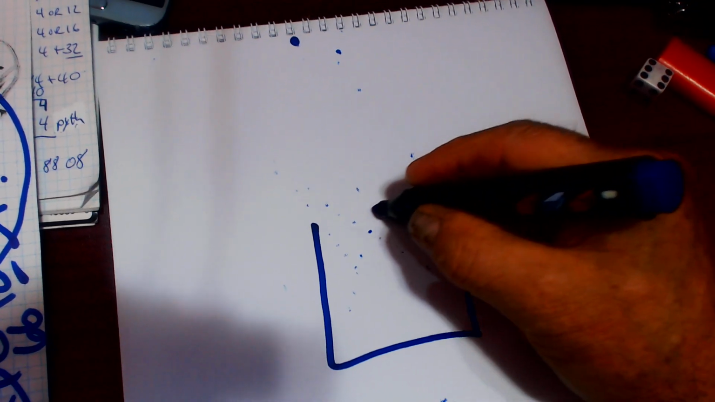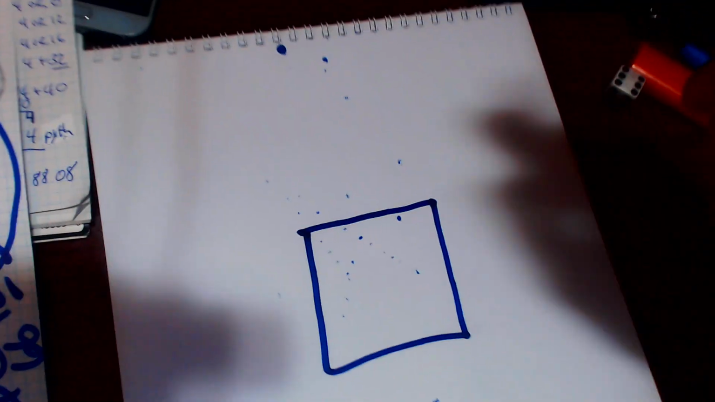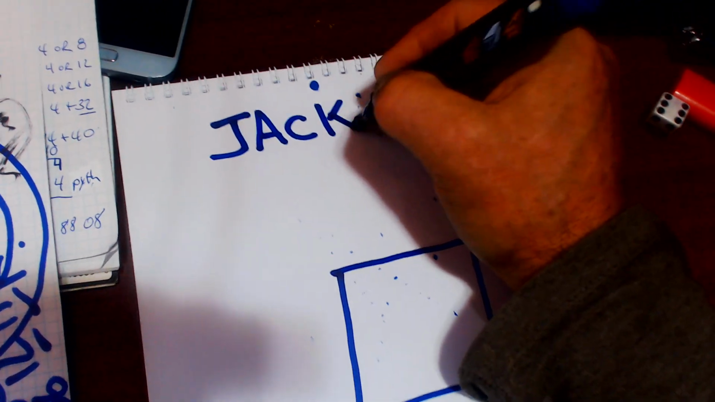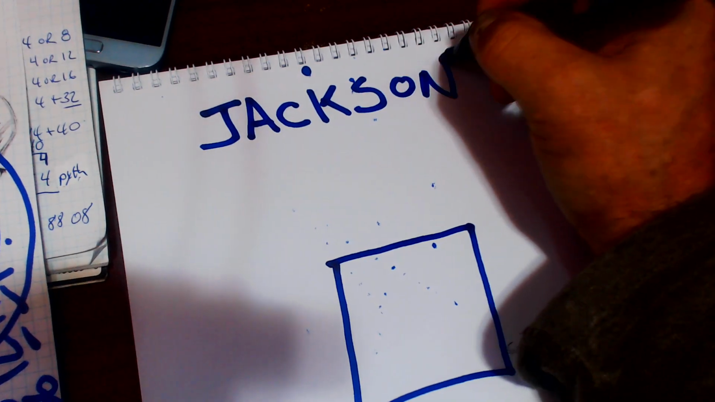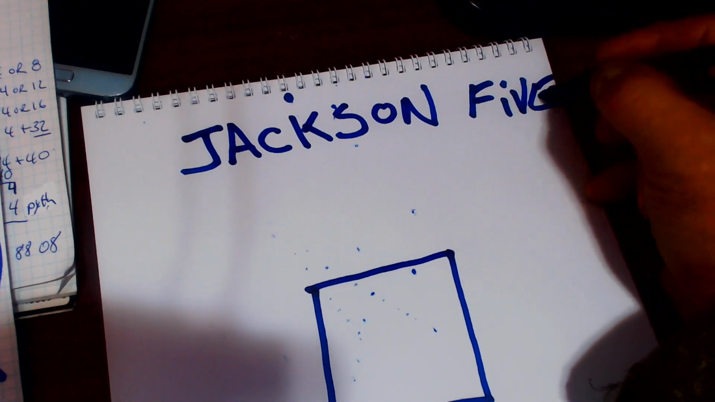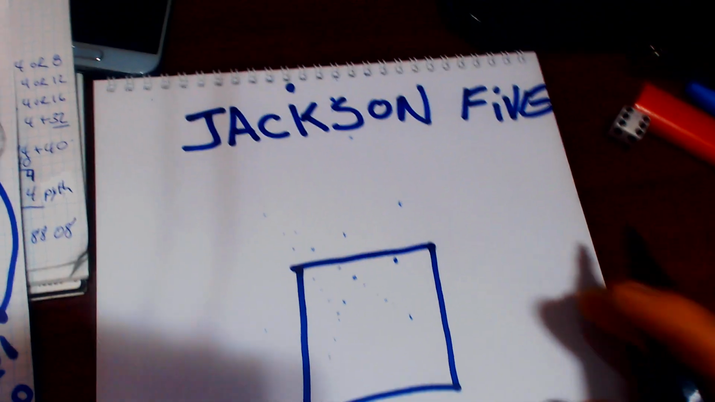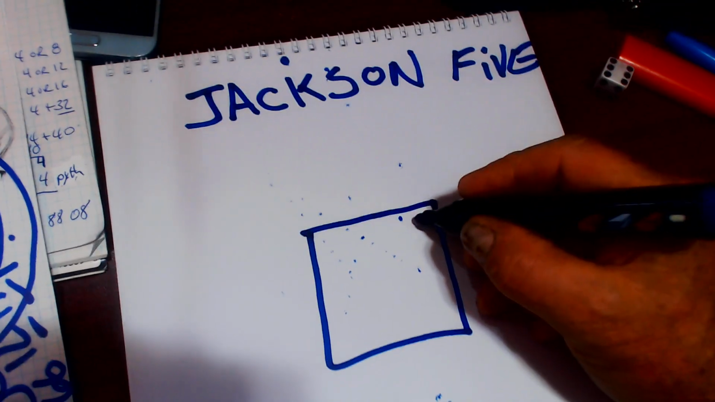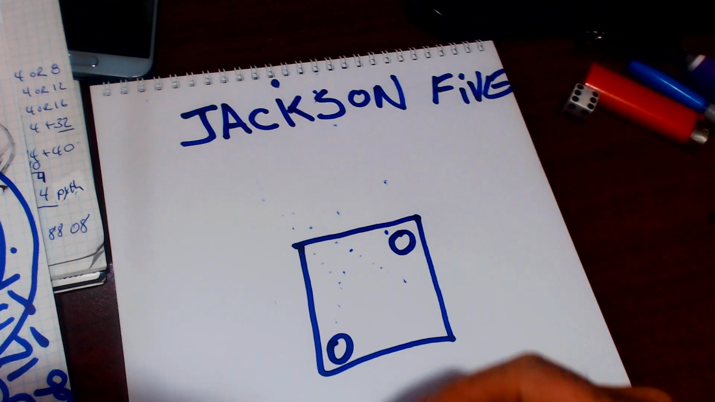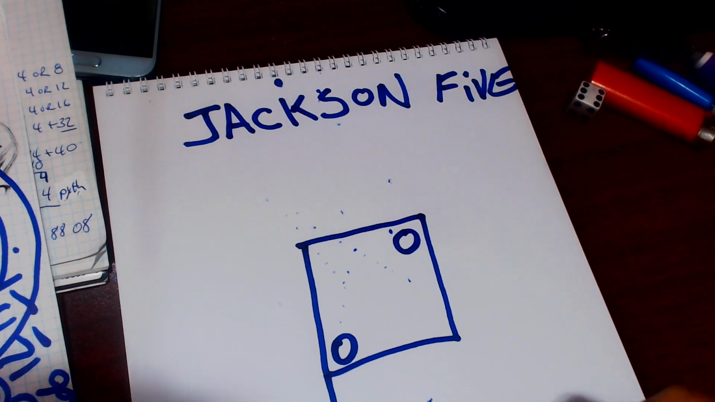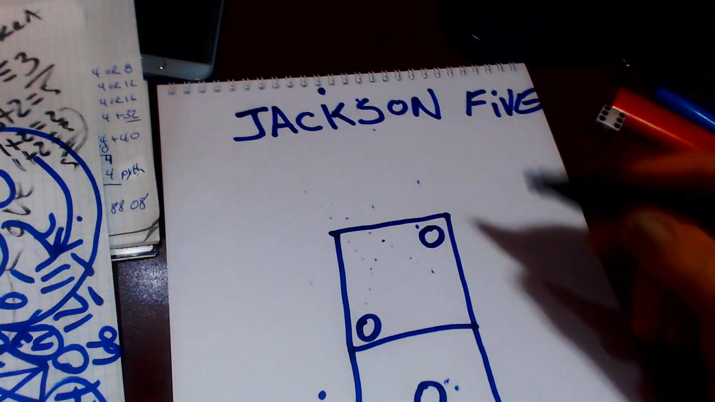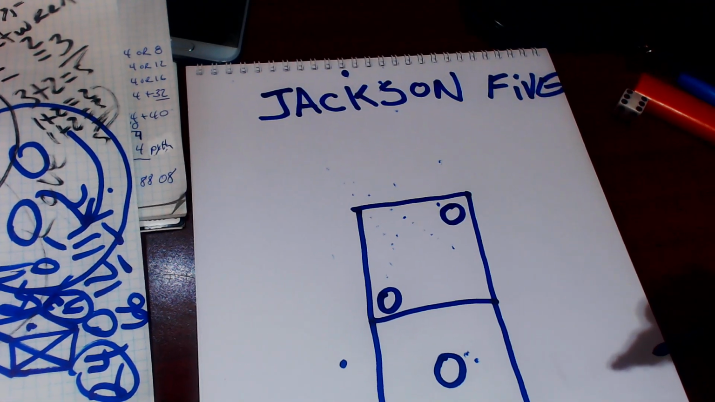First we design a box. Or we can spell it. Jackson 5. First I'm going to do the beginning for those who will stay, and then for those who want to leave. And we have 2. And we have 1. Now how do we get Jackson 5?